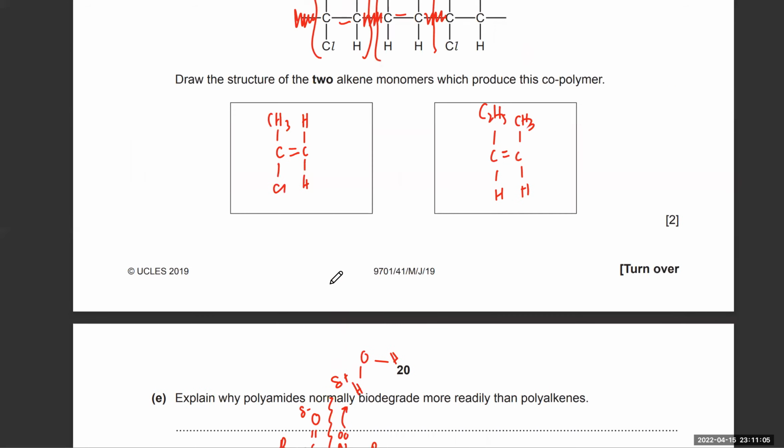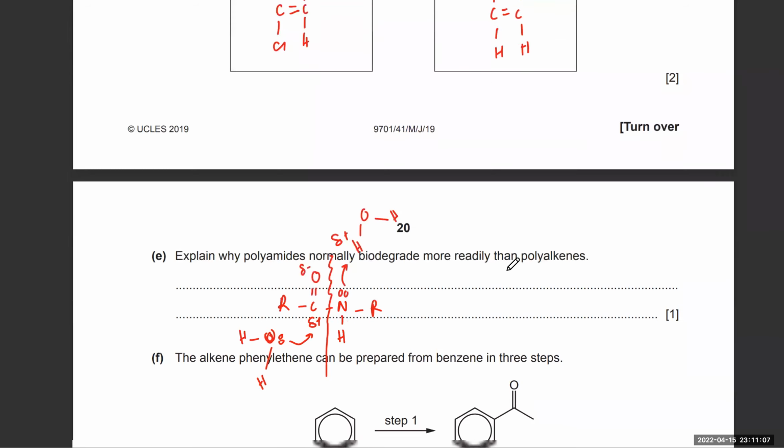And why do carbon chains not break? What happens in a polyalkene? You've got a bunch of carbon chains and those carbon chains are non-polar.